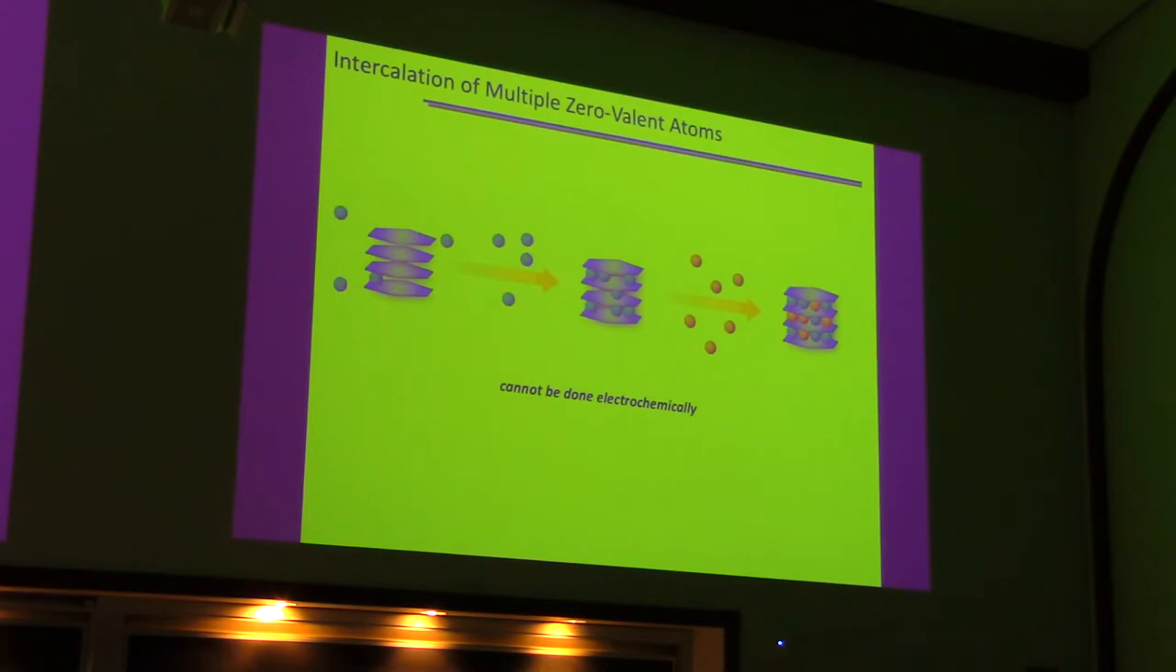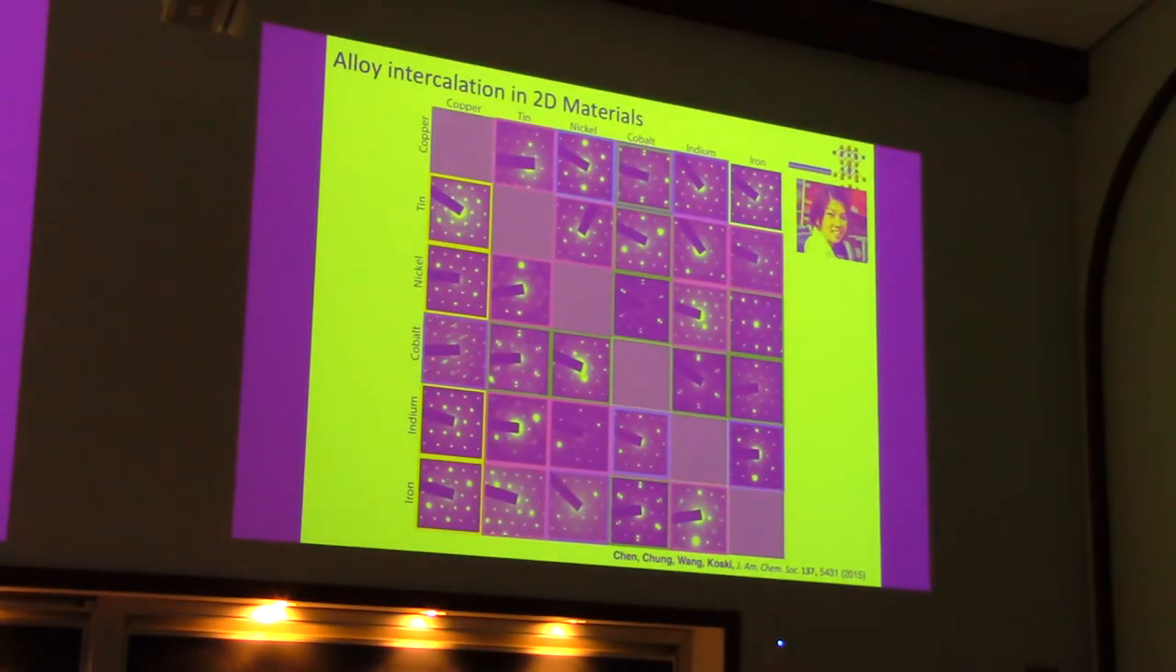One of the things you can't do electrochemically is put in two different ions. People have been trying to do this using rocking chair batteries, so trying to put in sodium and lithium at the same time. It's doable, but it's very difficult. But one of the things we can do with this chemistry is we can intercalate two different atoms. And just to kind of show you this, we can actually put two different atoms in the same host.